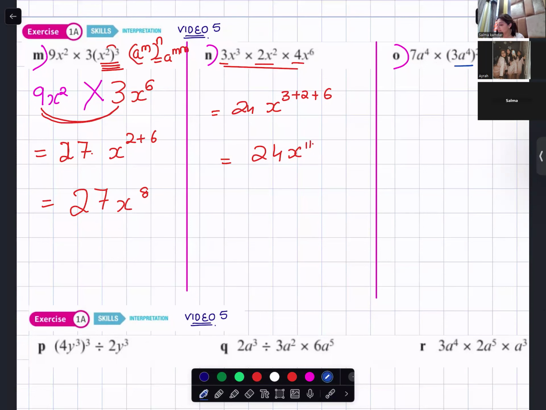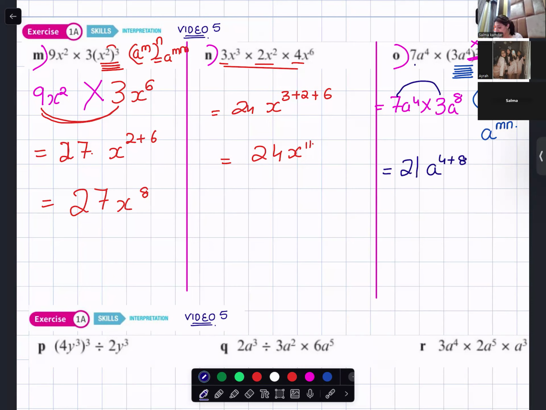Similarly, here which law will you apply? A raised to m, the whole raised to n. So it becomes a raised to mn. So this will be 7a^4 into 3a^mn multiply. So into 3a^8. Constant separate. So 7 into 3 is 21. a^4 plus 8.